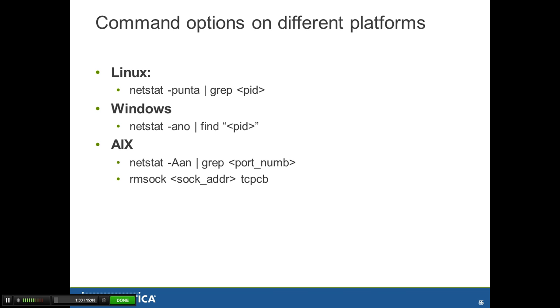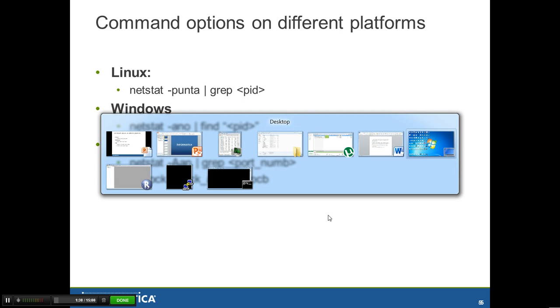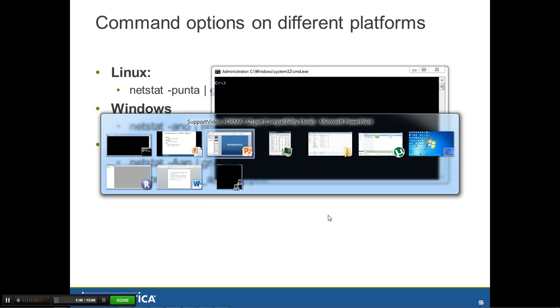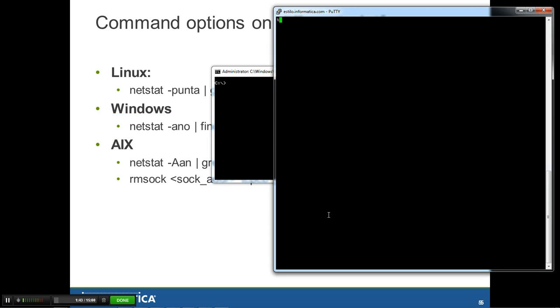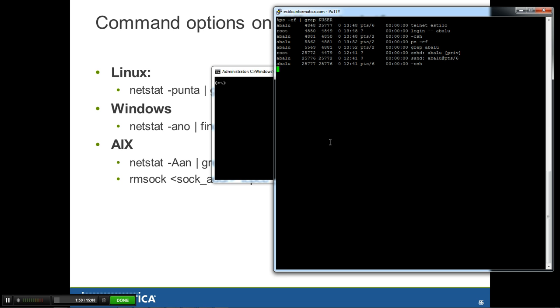Let us take a look at an example. So I have opened a session to one of the Linux boxes here, and let me check if I have any process that makes a TCP connection. So I find a telnet process here and the PID is 4848.